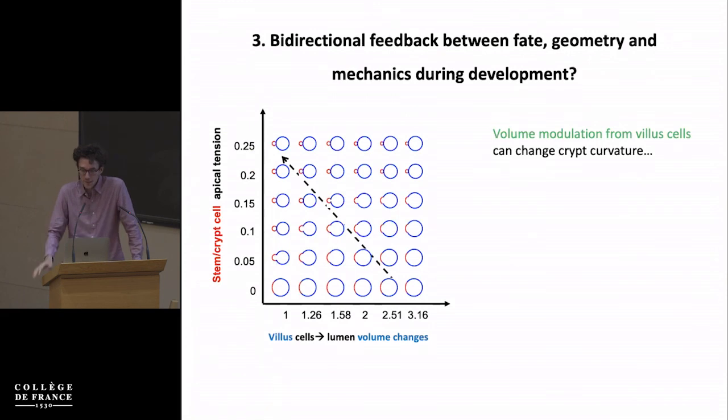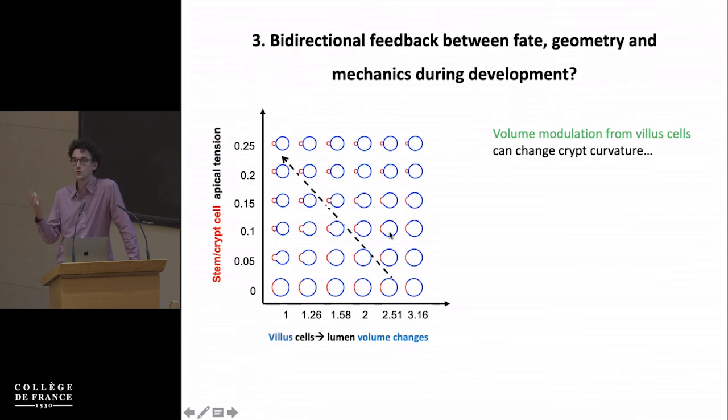The last concluding slide, basically, is where we're interested in going. I've talked about on one side the feedback from fate to mechanics, and the other one from mechanics and geometry to fate. Of course, now we're a bit tempted to couple the two, right? In particular, in these phase diagrams of organoids, I've treated these two things as completely separate: the apical tension in a crypt and the reduction in the volume. But now, if you think about changing the volume of the differentiated cells, that is going to change the curvature of your crypt.